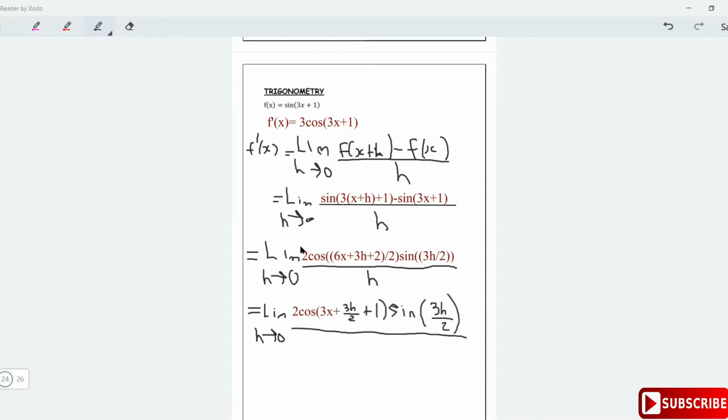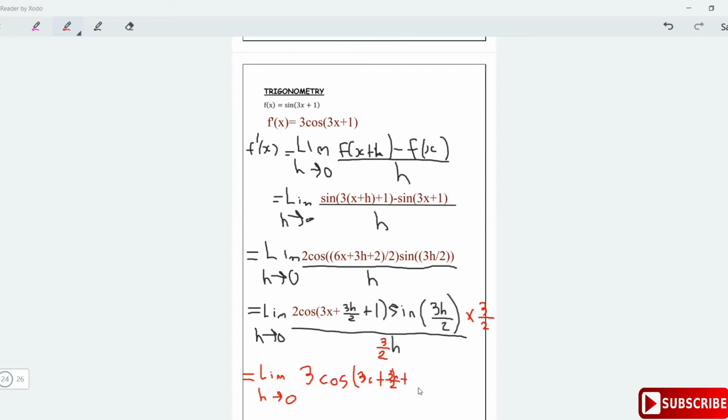Now look at this beauty. We need a 3h over 2 right here. So I'm going to put 3 over 2 in the denominator and a times 3 over 2 in the numerator. Then it becomes the limit as h tends to 0 of, as we can clearly see, 3 over 2 times this 2 is just 3. So it becomes 3 times the cosine of what is left, which is 3x plus 3h over 2 plus 1.